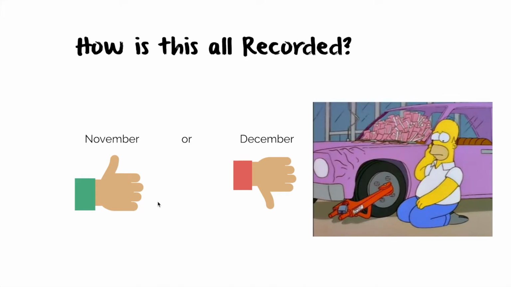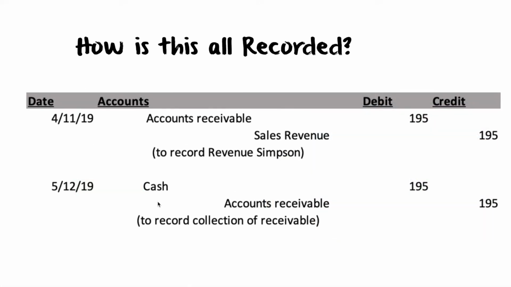So how is this all recorded? Again, it's recorded in a journal entry, and so right here he records it as an accounts receivable because Homer hasn't actually paid yet, but he has earned the revenue. So the mechanic earns the revenue. Once Homer pays in December, he credits the accounts receivable and he debits the cash because he receives the cash.